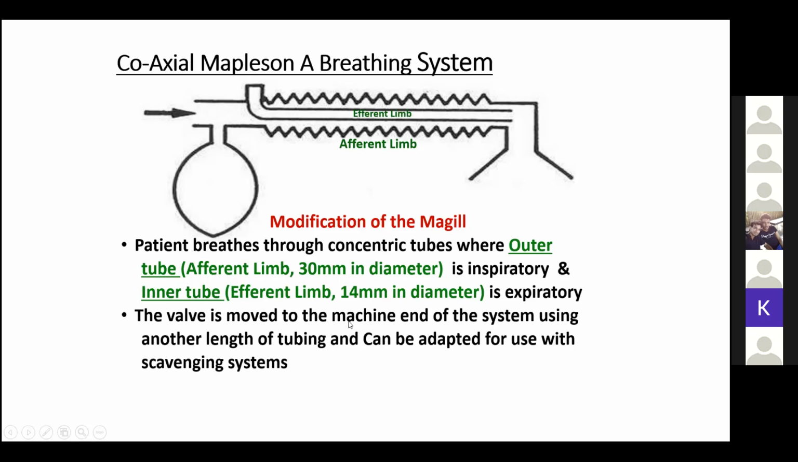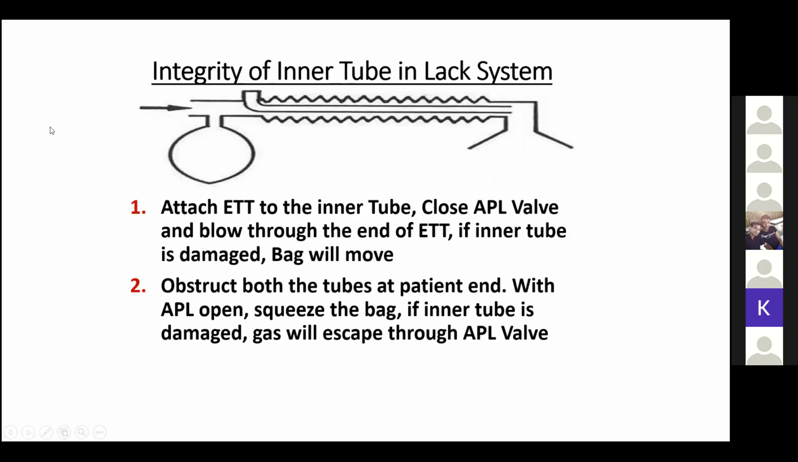The valve is moved to the machine end of the system, and hence you can connect a scavenging system to this. So how to make Mapleson A feasible for scavenging? It is a coaxial modification of Mapleson A, which is called the Lack system.